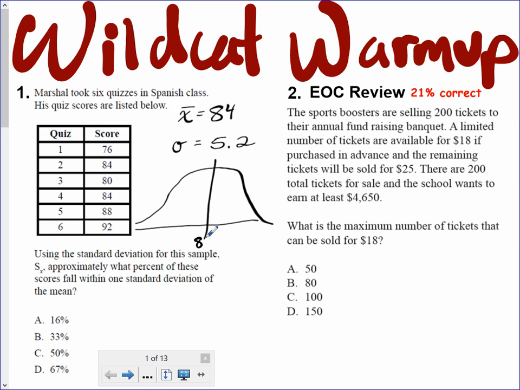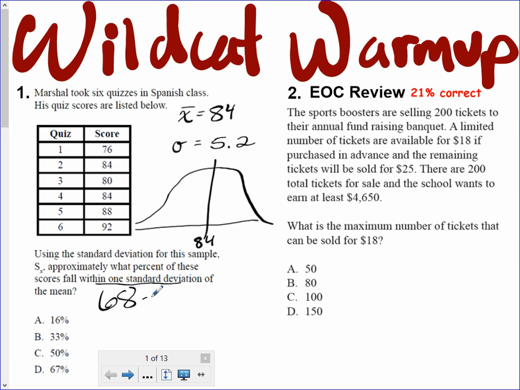So if the average is 84, the question says, using the standard deviation for the sample, approximately what percent of these scores fall within one standard deviation? Well, within one standard deviation, we already have a guess in our minds. One standard deviation away, there's one, there's two standard deviations away, and three standard deviations away. And you have to memorize the rule that goes with that.